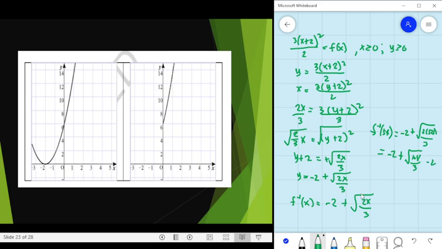And 108 over 3 is equal to the square root of 36, minus 2. So it gives us an answer of negative 2 plus 6, and negative 2 plus 6 is 4. So that is why we can say that the original number is 4. Okay?